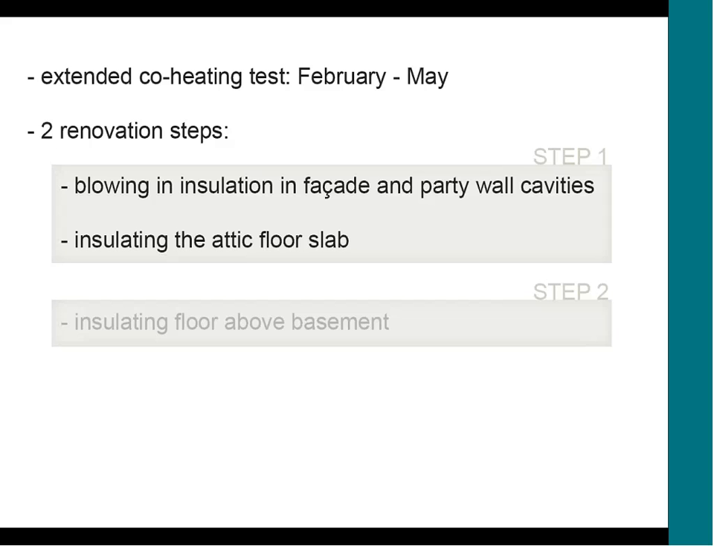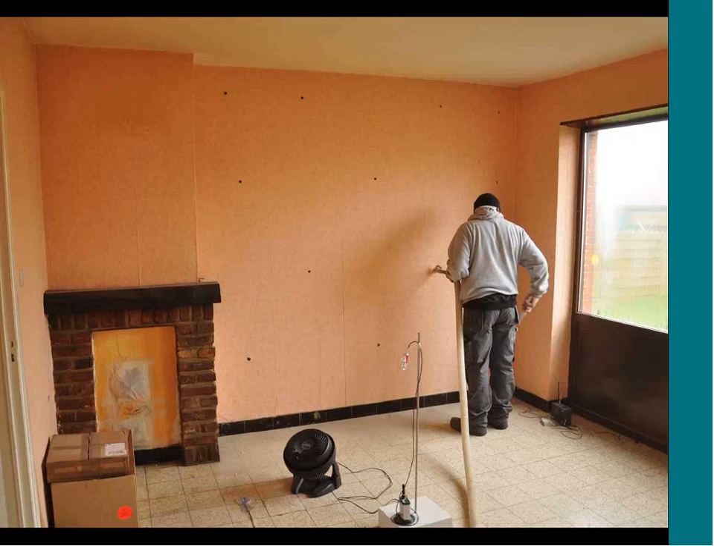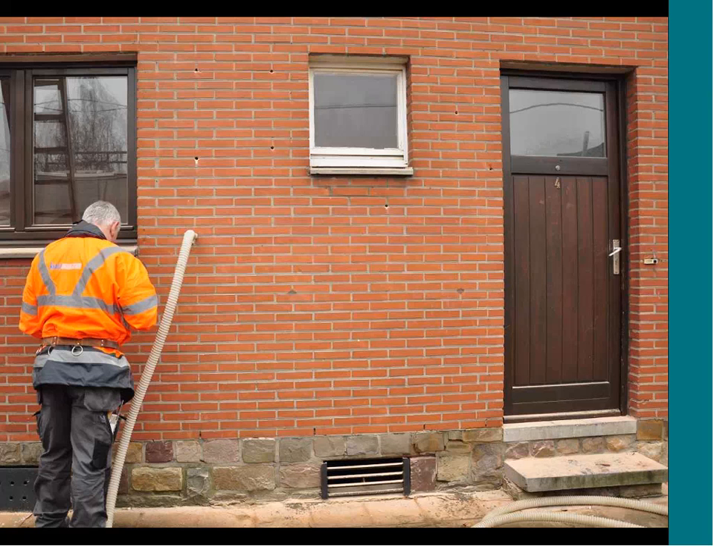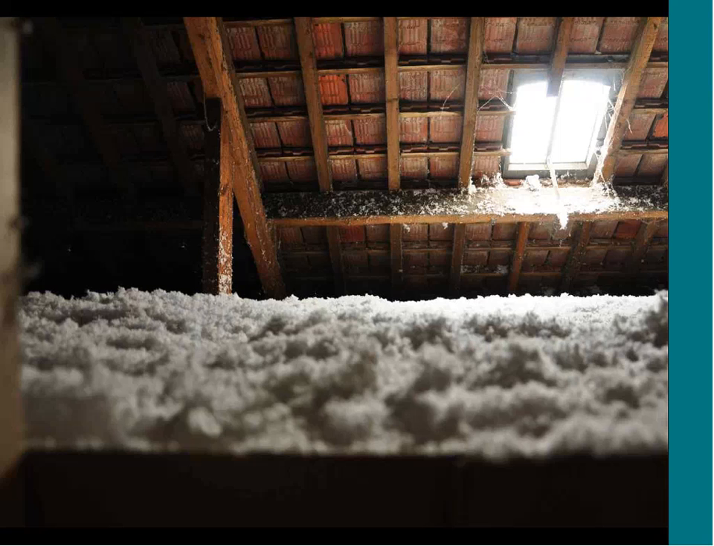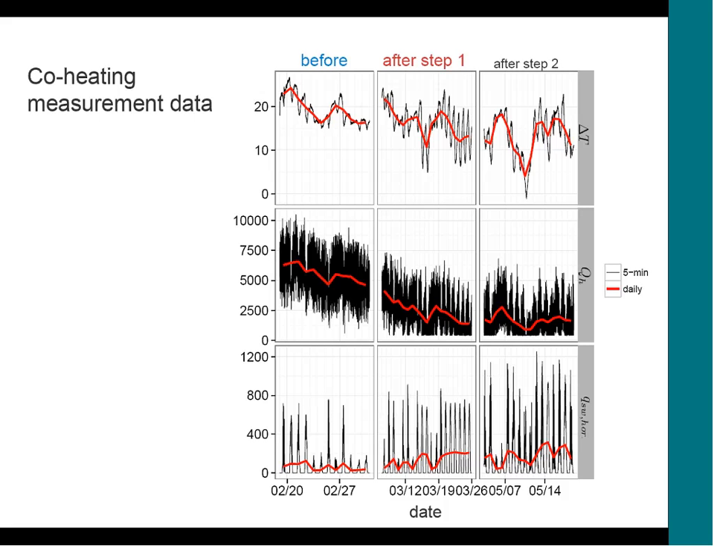So we've blown in insulation into the facade and party wall cavities, and in addition we've insulated the attic floor slab. Here you see images of where they are insulating the cavity wall. The outside wall cavities are also insulated, and we've also insulated the attic floor. Here you see the measurement data which is collected before and after this first renovation step. So we are also only looking at the first 2 columns.